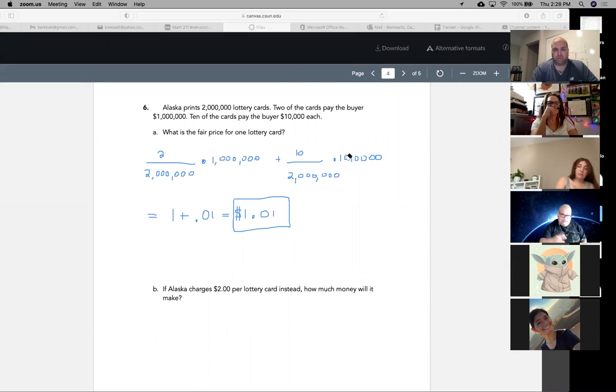This is not 20,000 over 2 million. It is 10 times 10. Let's rewrite this. I did bad math. I apologize. It's 10 times 10,000, not 2 times 10,000. So it's 10 times 10,000 divided by 2 million. That's not 1.01. That's 1.05.